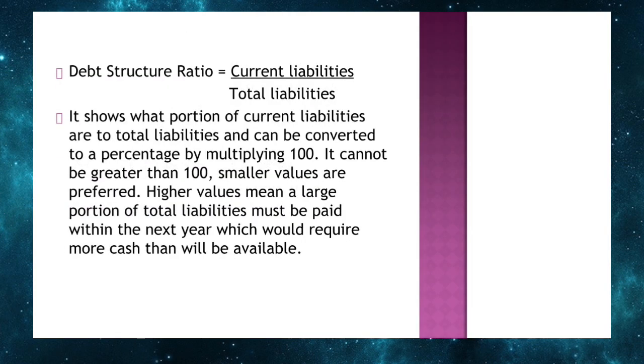In this slide, we discuss the debt structure ratio, which measures the percentage of total liabilities that are current liabilities. This ratio indicates how much of the debt must be paid within the next year. Smaller values are preferred because they show that only a small portion of obligations are due immediately. Higher values suggest heavy short-term financial pressure, which can strain cash flow and disrupt operations. Understanding debt structure helps farmers prepare better repayment strategies.